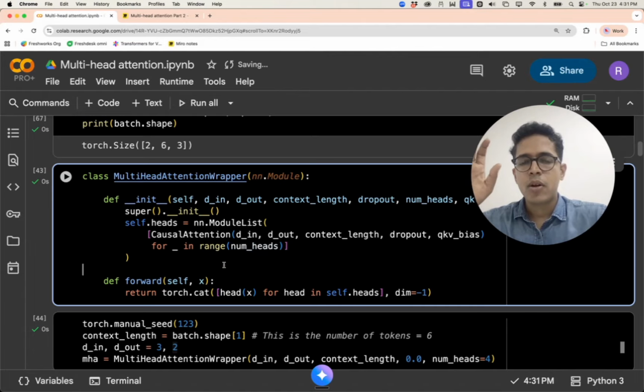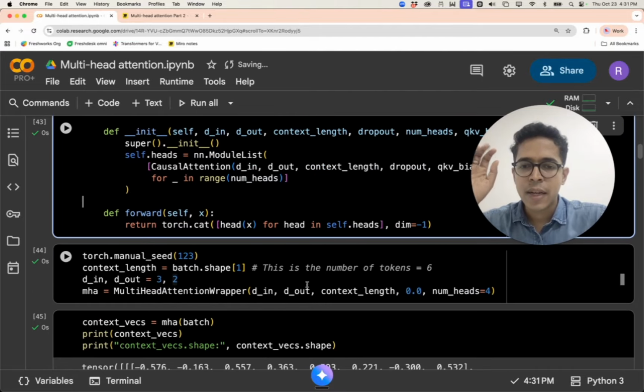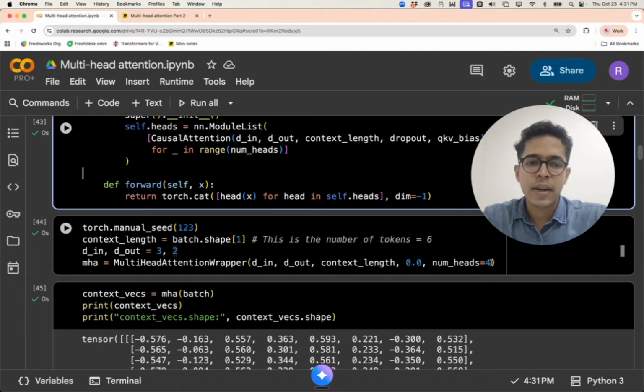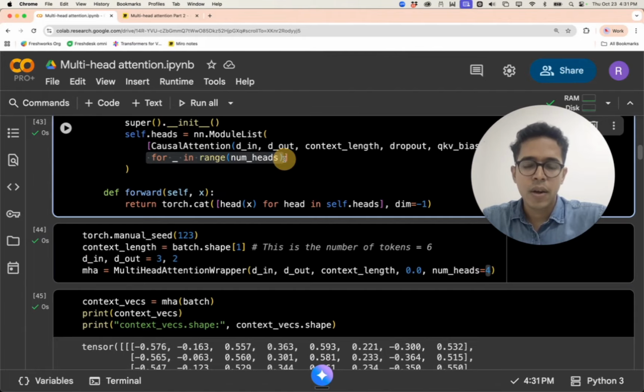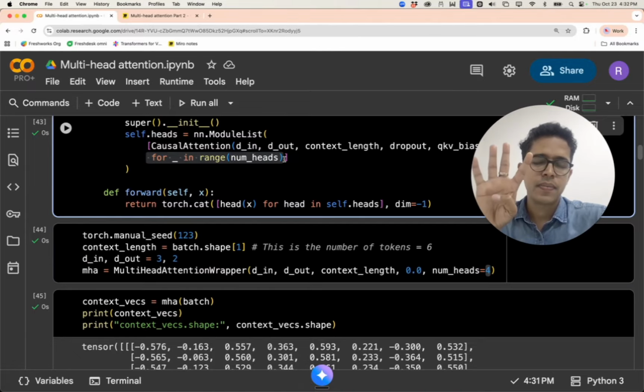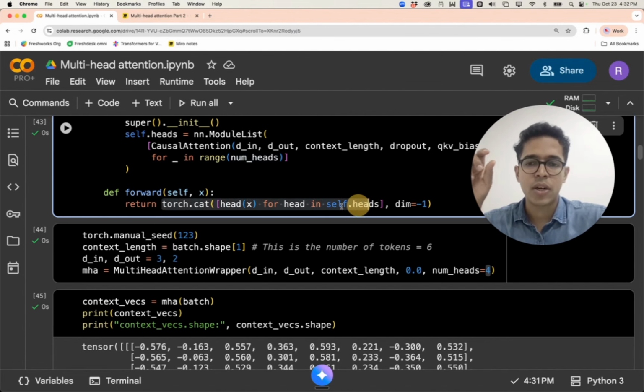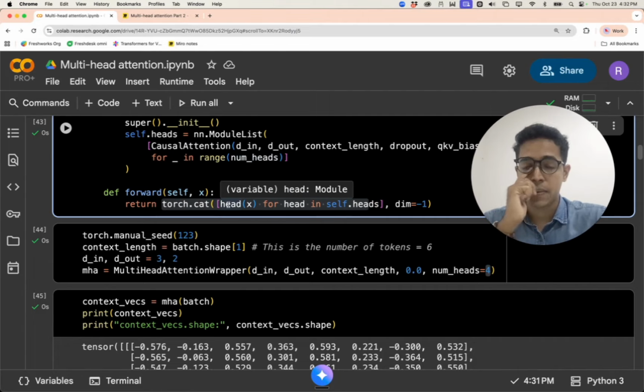So here the number of heads that we have defined is in the input. Where is that? So here number of heads is equal to 4. So this for loop will operate 4 times, each time calculating the context vectors at the output of each head. And then once you have all the calculation for all the 4 heads done, you have to perform concatenation along the row. So this is that concatenation function, torch.cat.